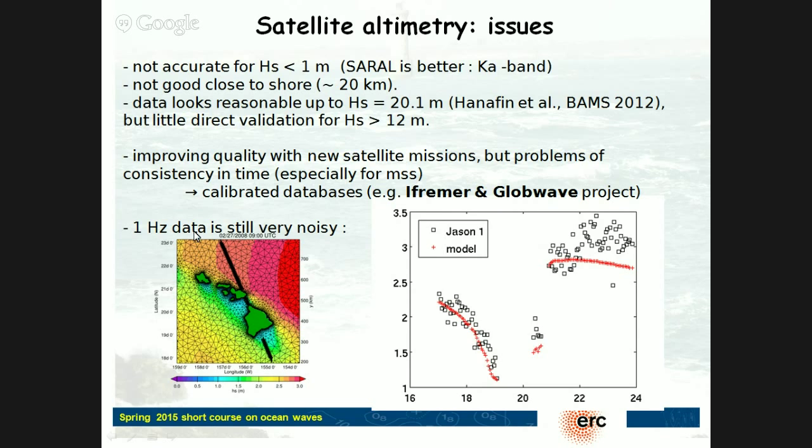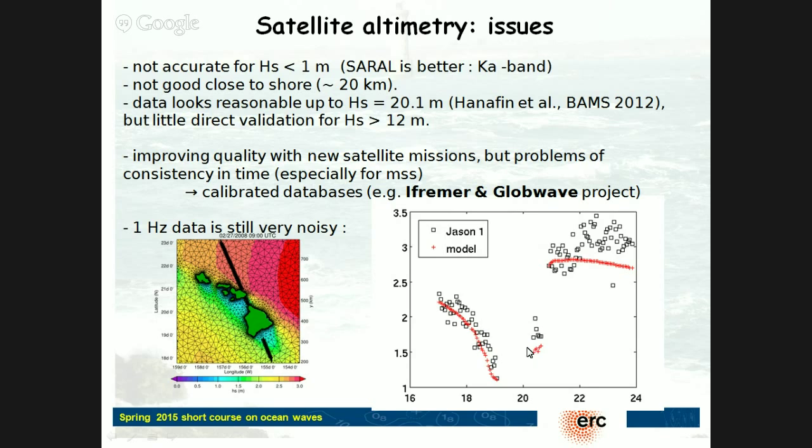But if you're looking at 1 Hertz data, so 1 point every 7 kilometers or so, this is an example of a track around Hawaii. So this is a model result from WaveWatch. And this is a track here, and you have here the wave heights as a function of the latitude. So this is south, this is north. And you see the satellite is flying from south to north. So here it's giving you the proper trend. So the satellite is the noisy stuff in black, and the model is in red.